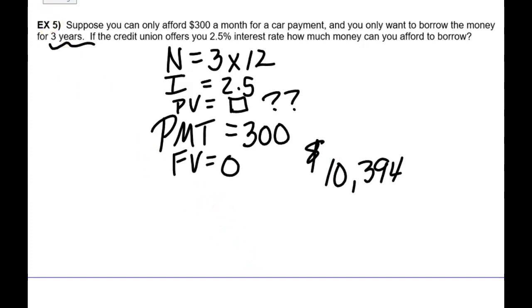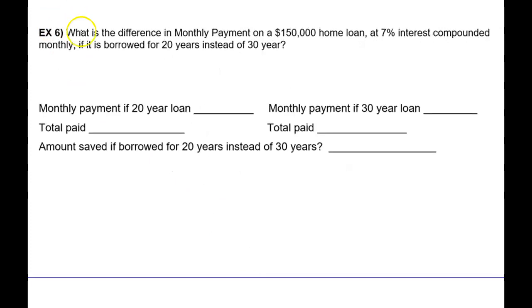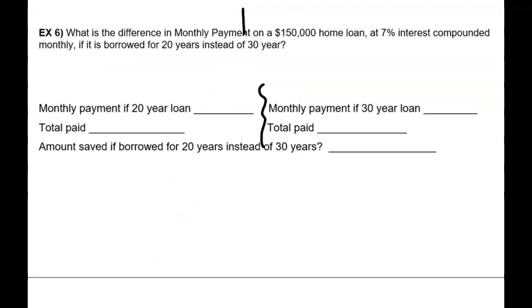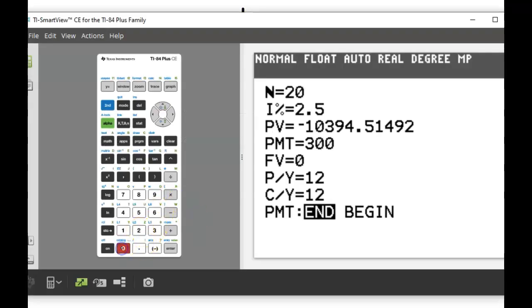Okay. Last question. This is a learning moment for the day, okay? This is the difference between getting a 30-year mortgage and a 20-year mortgage on a house. And what happens? Okay? So we're going to borrow $150,000 at 7% compounded monthly. That's a really high interest rate these days, but it used to be really accurate. So the first time we do it, we're going to pretend we're borrowing it for 20 years. Okay, so do 20 times 12. And was it 7 or 7%?